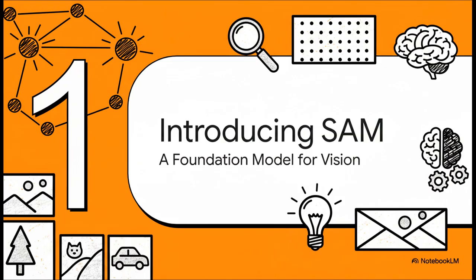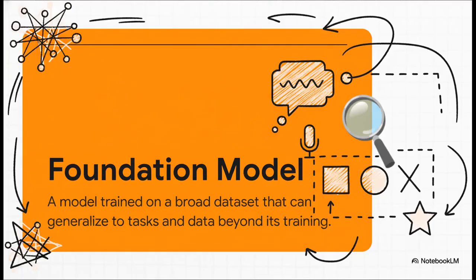See, instead of training an AI for just one super specific visual task, SAM is built to understand the basic concept of what an object even is. The secret sauce here is that it's a foundation model. Now, if you've ever played around with something like ChatGPT, you already get this. It's a massive AI, trained on a gigantic, super general dataset that you can then prompt to do all sorts of different things. SAM is taking that exact same idea and applying it to the world of images.